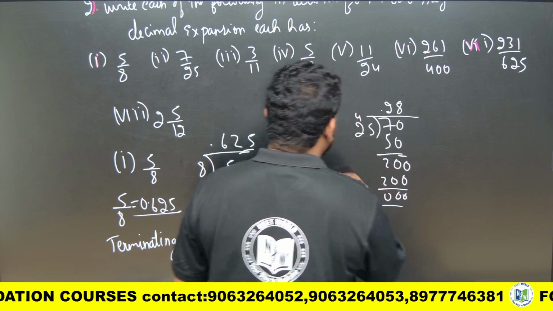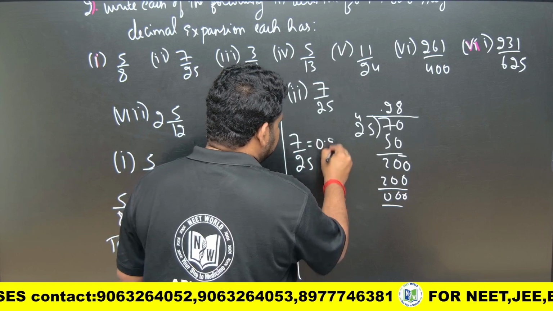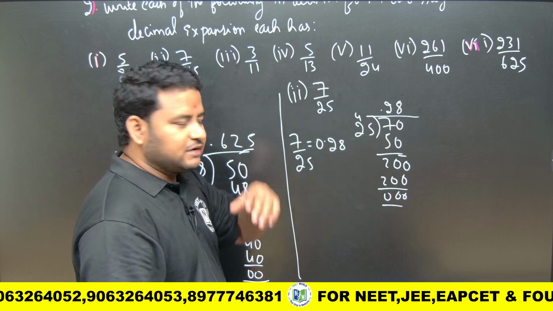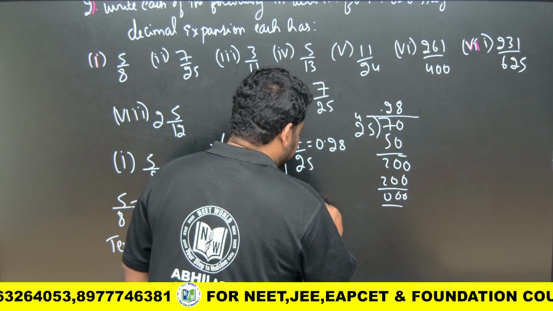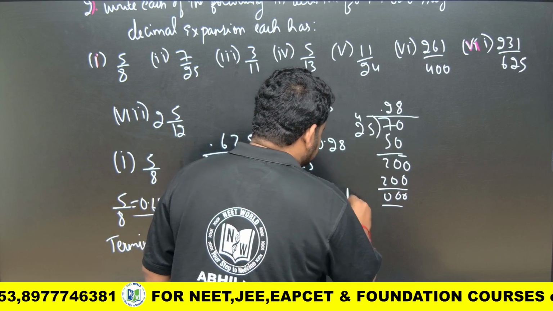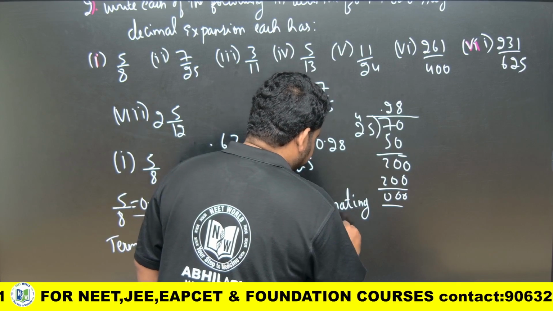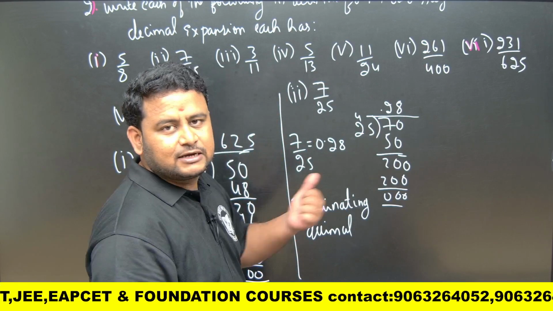So 7 by 25 is equal to what I got? I got it as 0.28. This is already terminated. There are no further remaining decimals here. That's all. So this is also a terminating decimal. Okay, got it? Let us have a look at the third question.